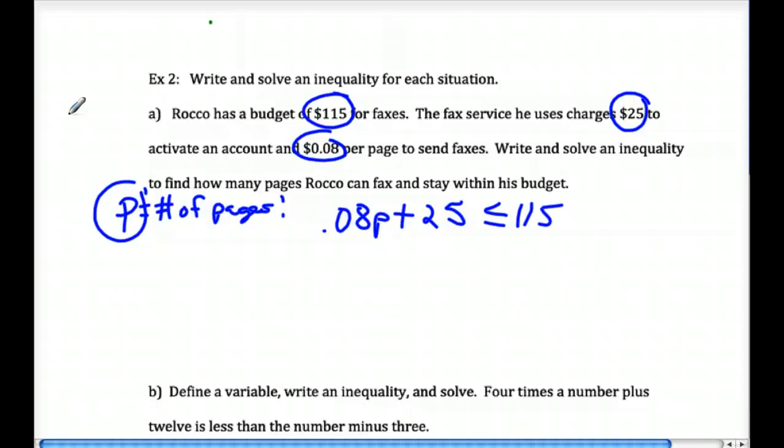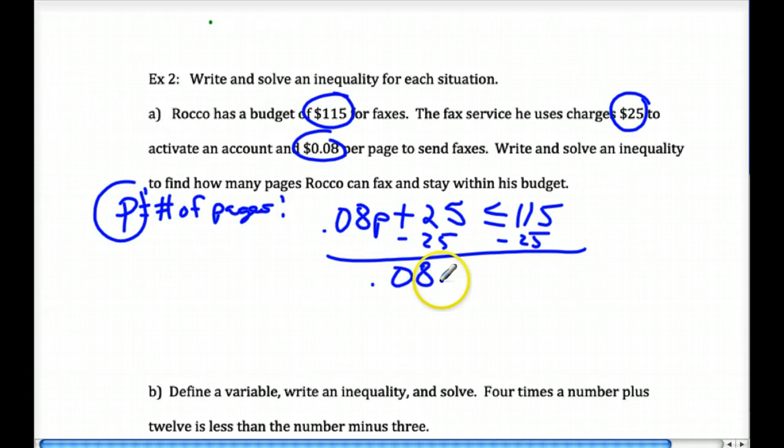Without seeing what you have right now, do you think calculator or no calculator? Definitely calculator. We're going to divide by 0.08. We're not going to clear our decimals here, we're just going to use a calculator. 0.08p is less than or equal to 90. Flippy or no flippy? No flippy.